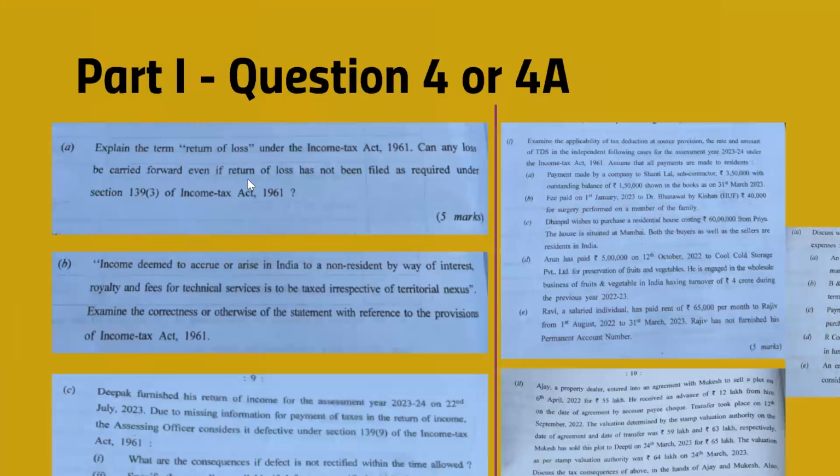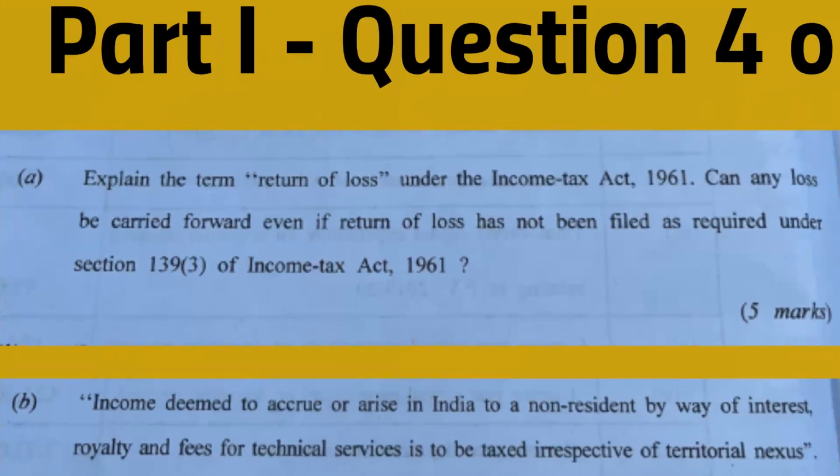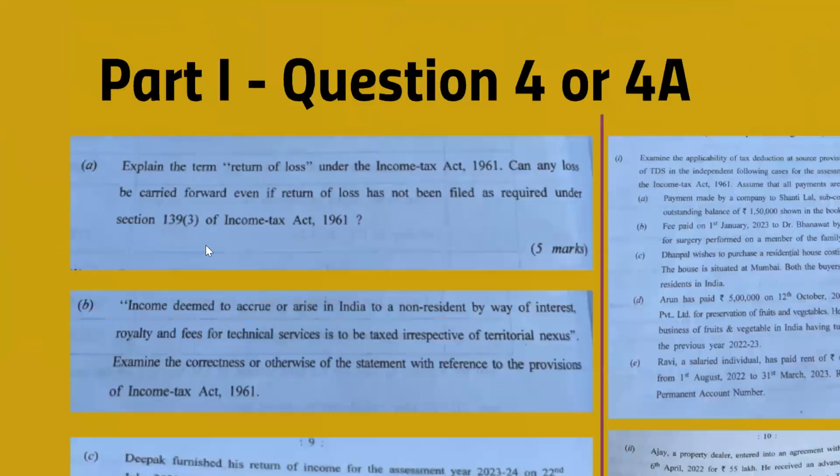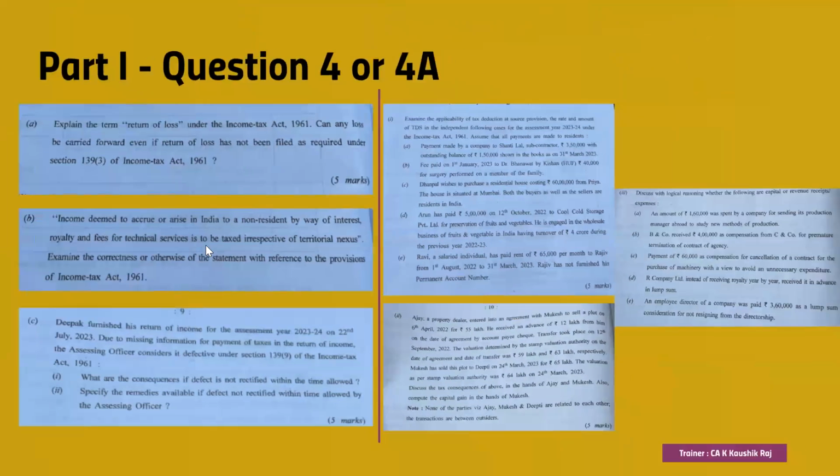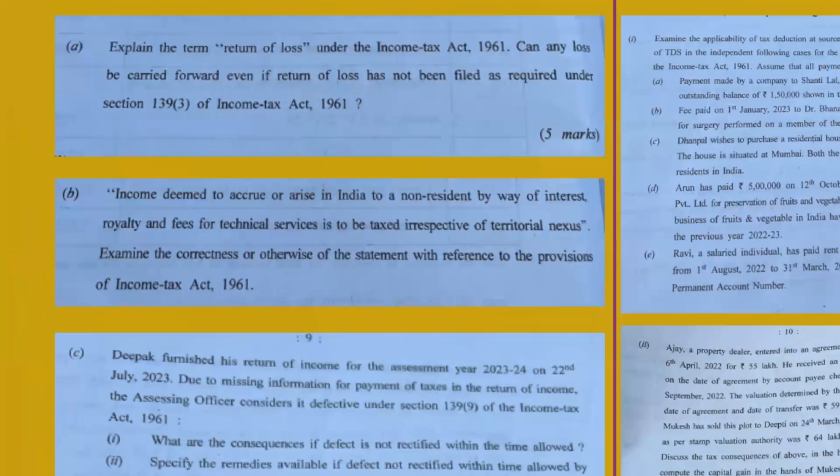What is the term return of loss? You will have to explain what is return of loss. What happens if the loss return has not been filed? Very simple. If this provision is known, you'll have to write 3-4 points, you get 5 marks. Okay, there are only 3 to 4 points to be written. And here again, income deemed to accrue or arise. This is on the deeming income provisions. This is a little technical.